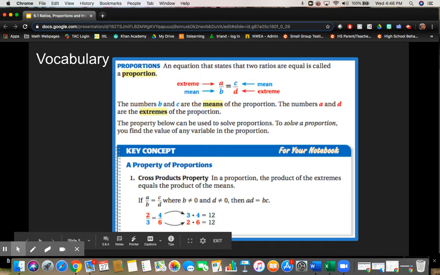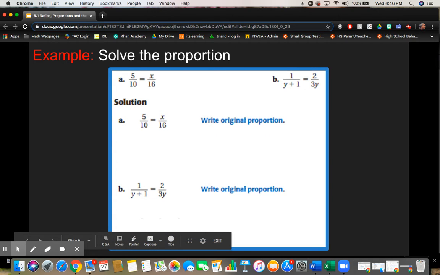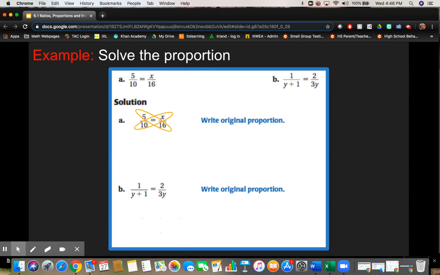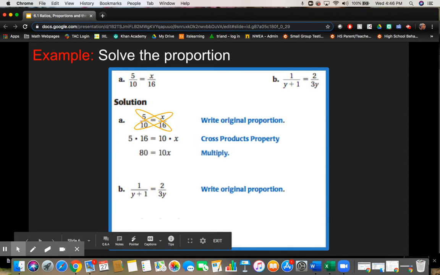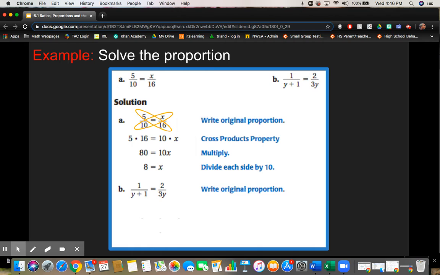Let's use the cross product property to solve some proportions. Let's look at A. 5 over 10 is equal to x over 16. The first thing you're going to do is determine your means and your extremes. Then multiply. In this case, 5 times 16 is equal to 10 times x, using the cross product property. That's going to give you 80 is equal to 10x. And then just divide to get x is equal to 8.